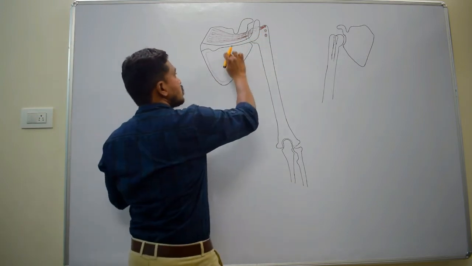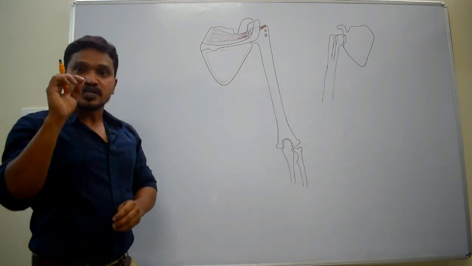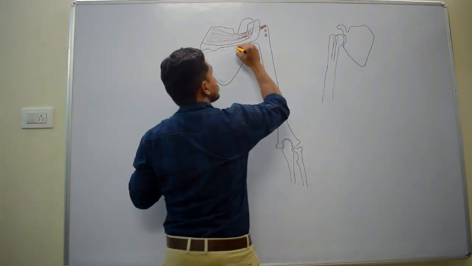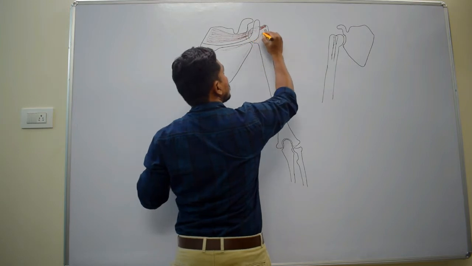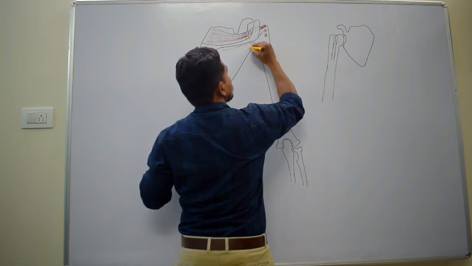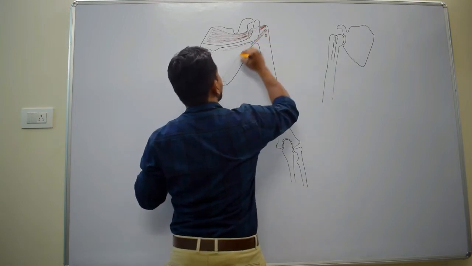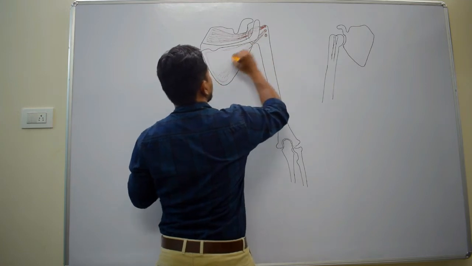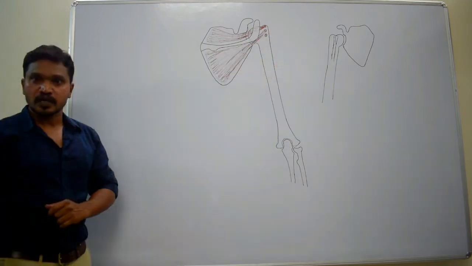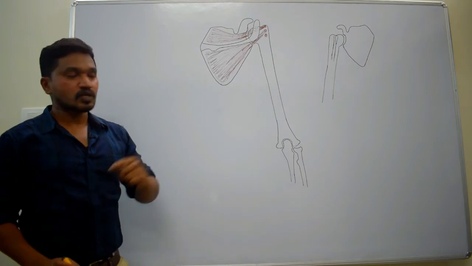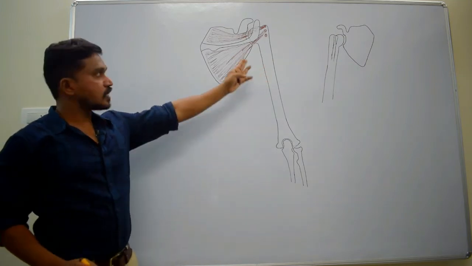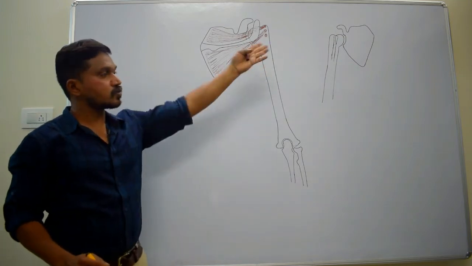So origin is medial 2/3 of infraspinous fossa. Then insertion is middle impression of greater tuberosity. So this is the infraspinatus muscle. Then teres minor. Actually we have to discuss about subscapularis muscle. Let me finish teres minor and major, then we will go to that side.